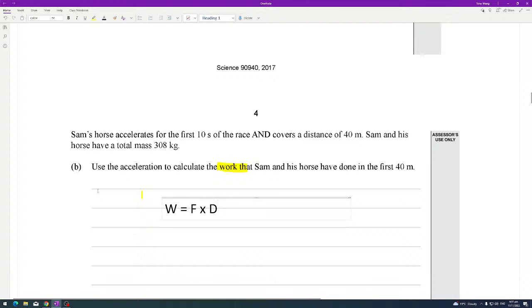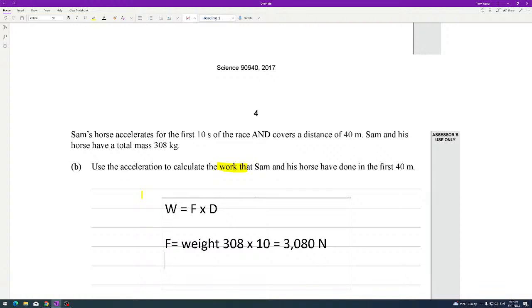Okay, all right, so let me just finish this one here. So work is force times distance. So what you need to find out is work. So what work are they doing? So it's the horse and them running. So we're looking at the work, the force. The force in this case is the weight force, which is just 308 times 10, which is 3080. So 3080 newtons. Okay, so if you know the kgs, you know the weight force.